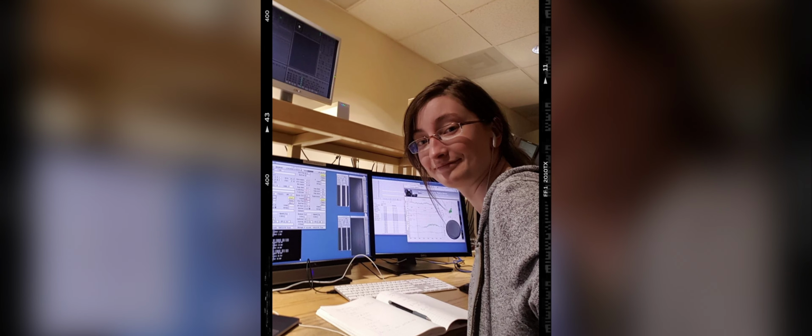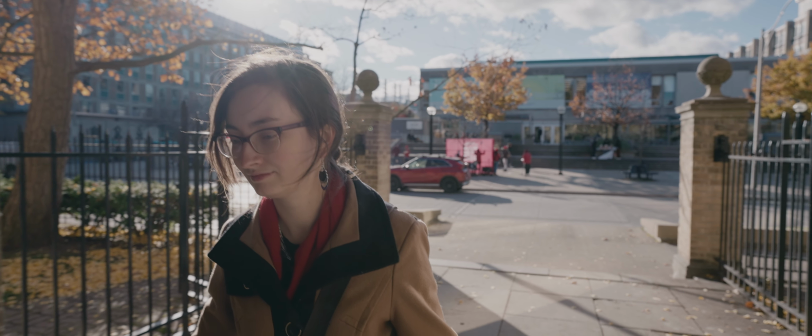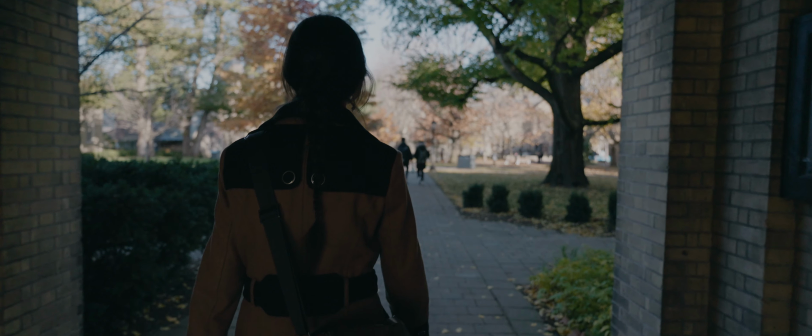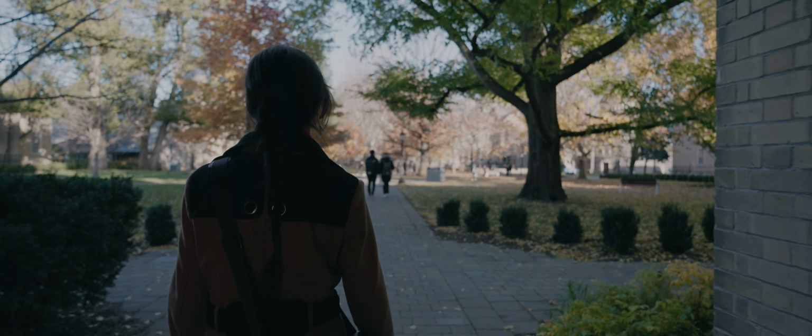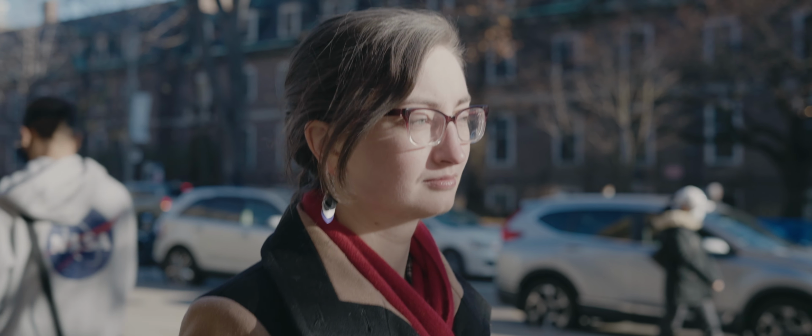But how are those discoveries made? What does the process look like to go from scientific hypothesis to academic paper? And do scientists ever encounter any surprises along the way? My name is Anna O'Grady, and I study stars.